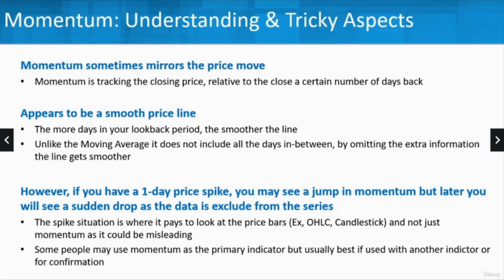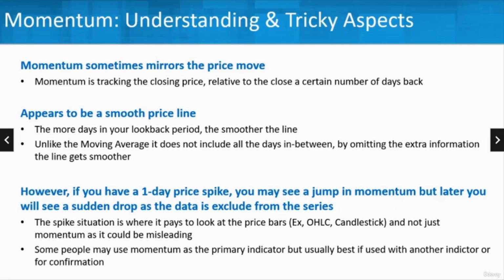However, if you have a one-day price spike, you may see a jump in momentum for a moment, but later you will see a sudden drop as the data is excluded from the series. So you have that one-day price spike. Let's say it's a price spike up. You're going to see your momentum indicator have maybe a more dramatic change, and then it's going to account for that in the next day as it looks back at its look back period.